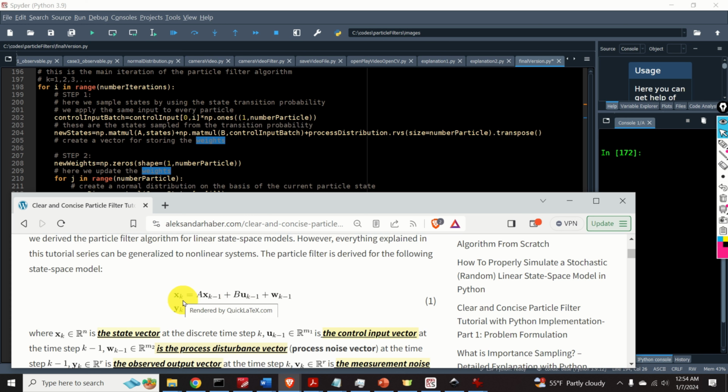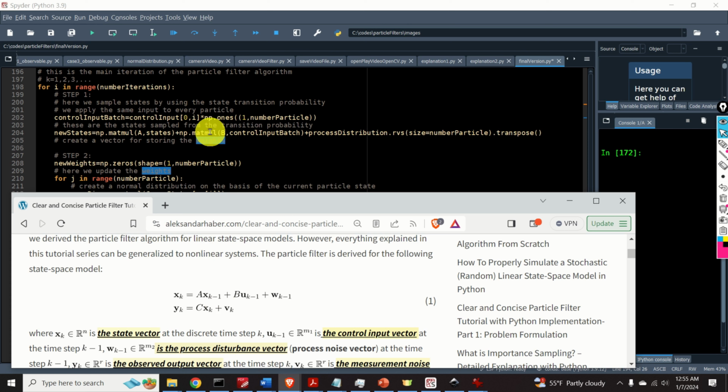However, be careful over here. We do it in a batch manner. Because if you see over here, this term a times xk minus 1 is not simply a times xk minus 1, it's actually a multiplying the whole matrix, storing all the states, that is, the states of all the particles from the step k minus 1.